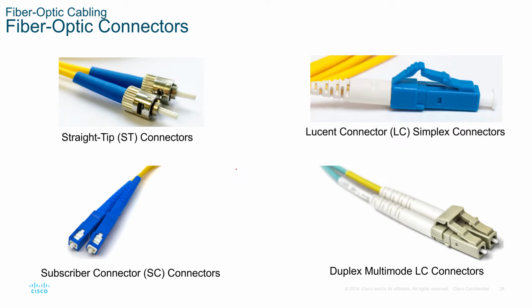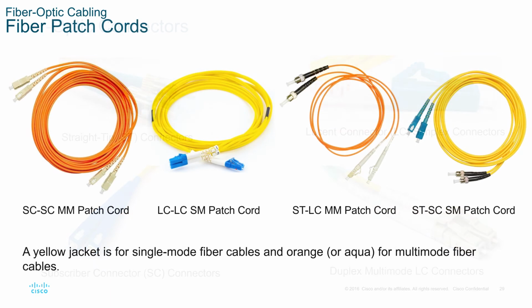You can purposely order cables with one type of connector on one end and another type on the other end, in case you have to connect between 2 different manufacturers' pieces of equipment that have different connectors built in. As we can see here, there are many types of fiber optic patch cords with different connection ends.